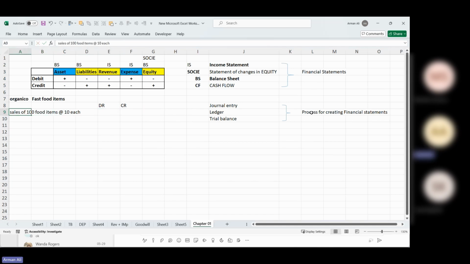So you're going to get simpler transactions like this. Then to make that sale, we would say that we bought those food items from somewhere at wholesale price. We bought those items at 7 each. And we are going to assume we made the sale at 10 each in cash, and we paid for them in cash.